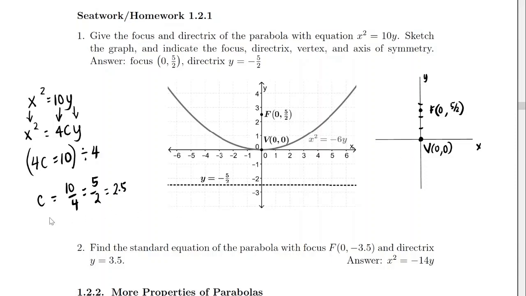Again, let's use the distance c from the vertex. We have 1, 2, 3, so we only have it at 2.5. So this line, y equal to negative 5 over 2, since it is on the negative y.